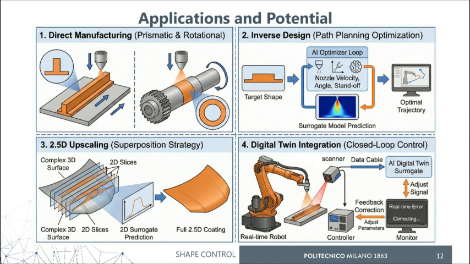And finally, the destination of this kind of work could be combining this intelligence with a digital twin of the robot, getting data from real-time monitoring of the shape, and controlling the robot.